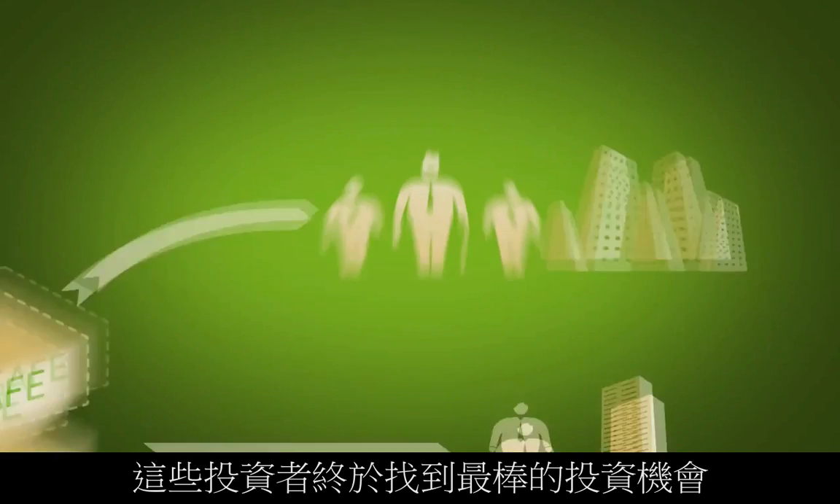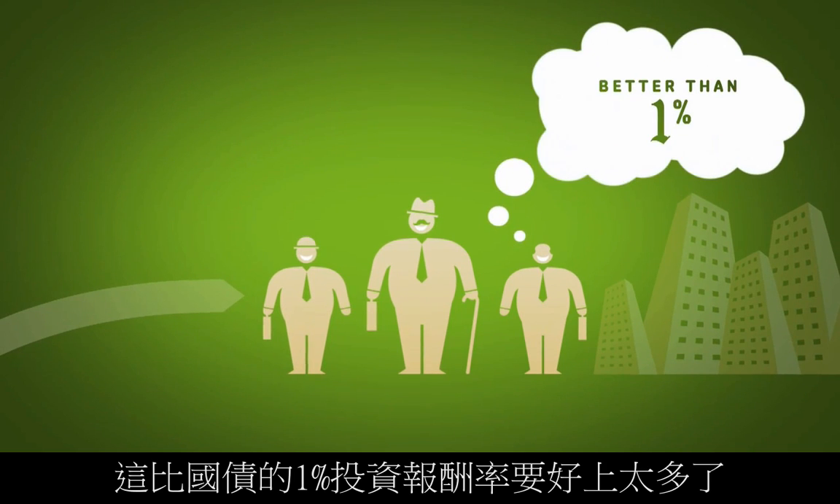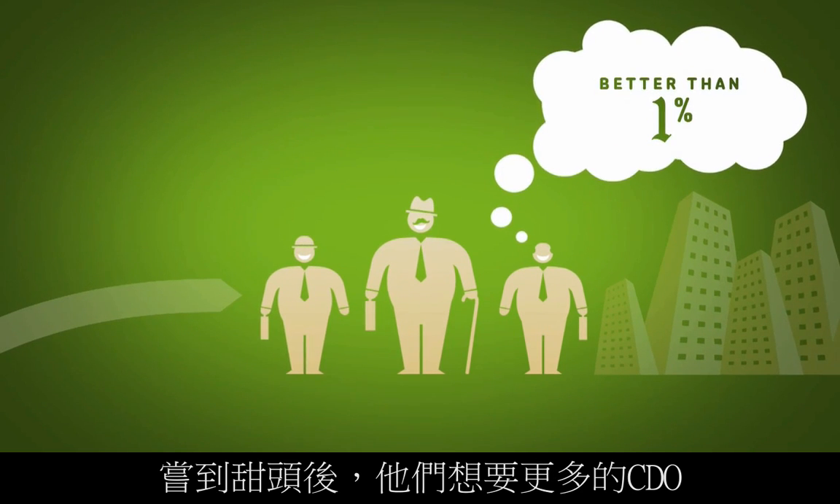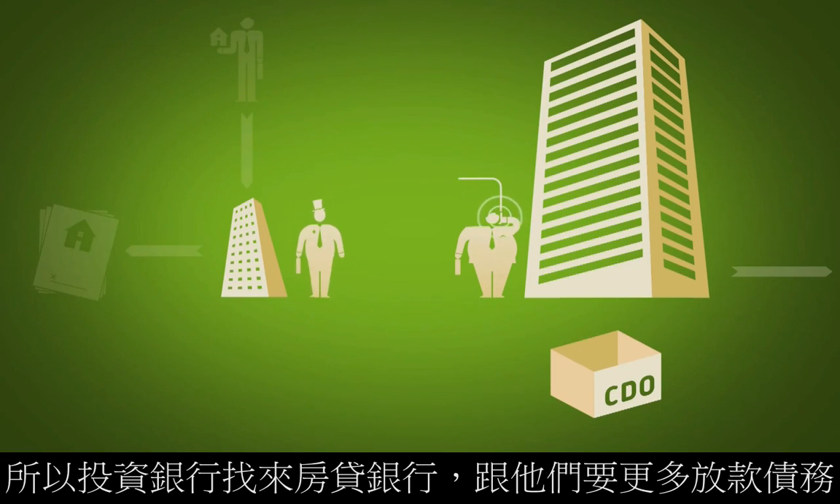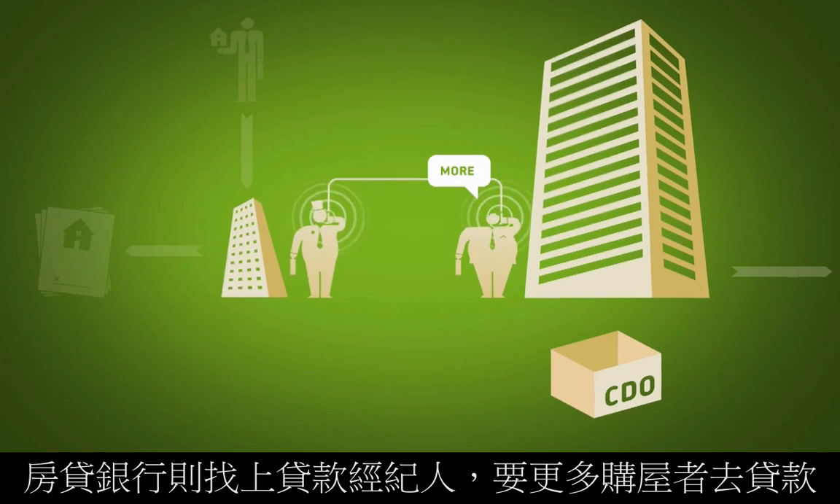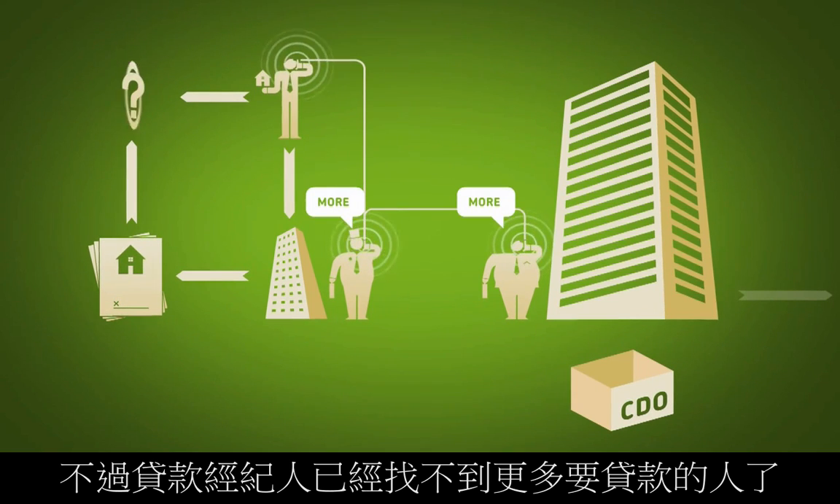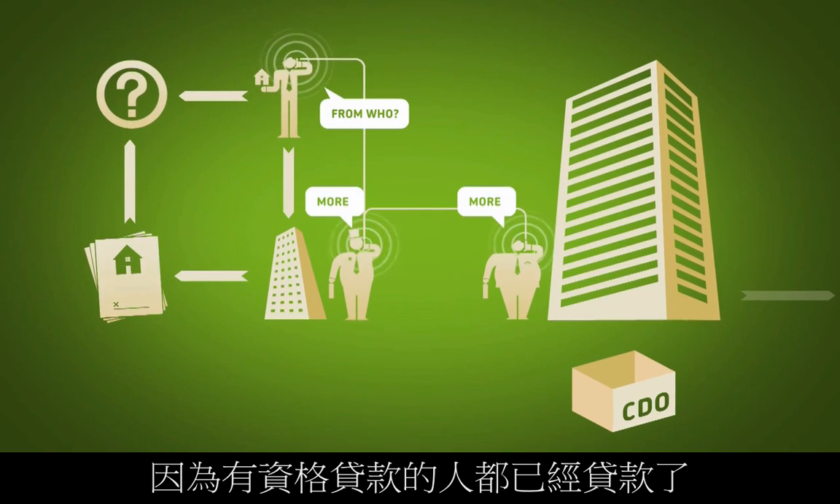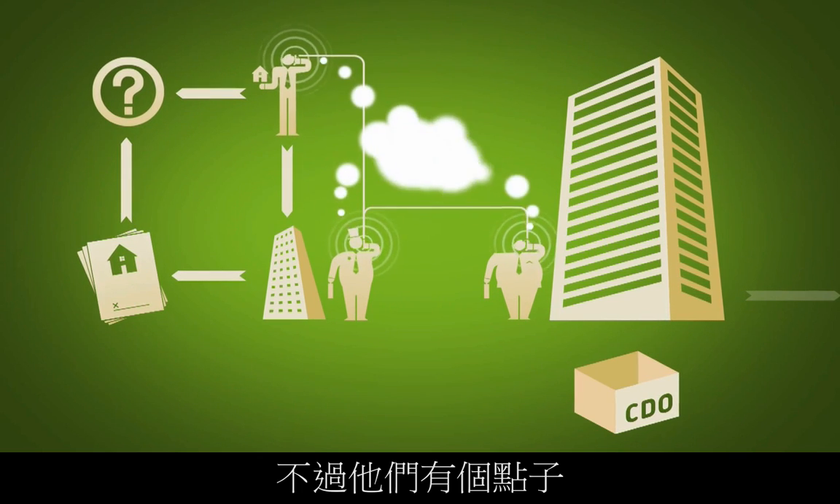Finally, the investors have found a good investment for their money, much better than the 1% Treasury bills. They're so pleased they want more CDO slices. So the investment banker calls up the lender, wanting more mortgages. The lender calls up the broker for more homeowners, but the broker can't find anyone. Everyone that qualifies for a mortgage already has one, but they have an idea.